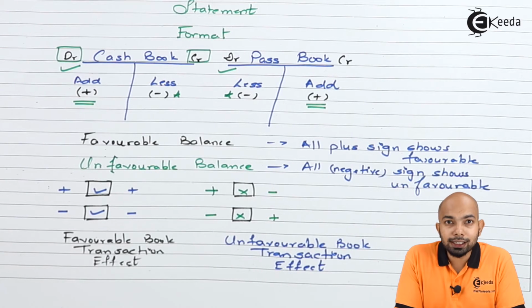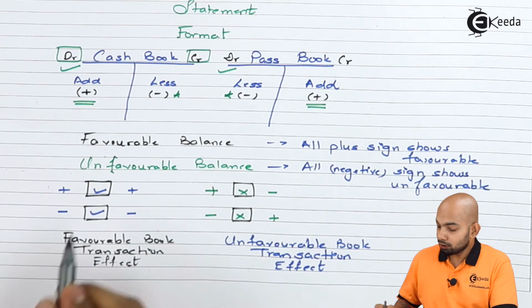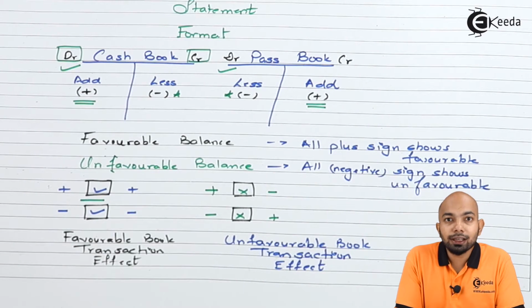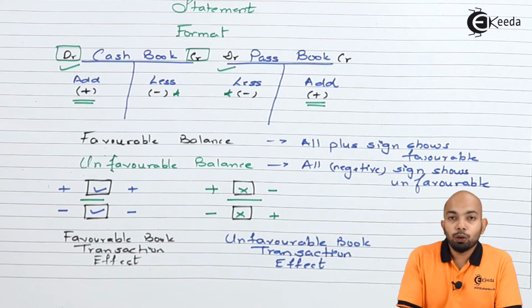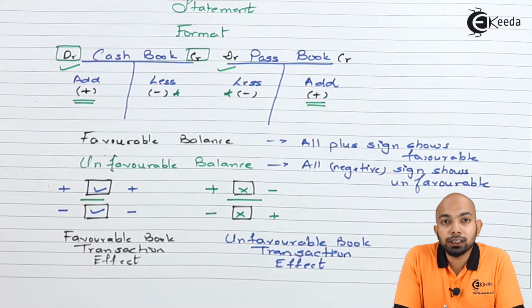What I've mentioned here is favorable book transaction effect and unfavorable book transaction effect. As you can see, the favorable book has a black box which has the right sign, and the unfavorable book also has a black box which has the negative sign, or probably the wrong sign. Now I'll tell you what this means.